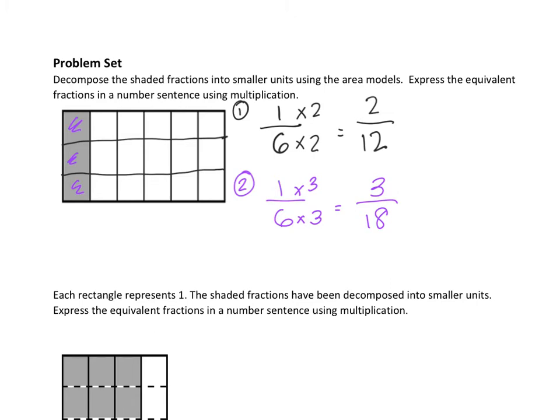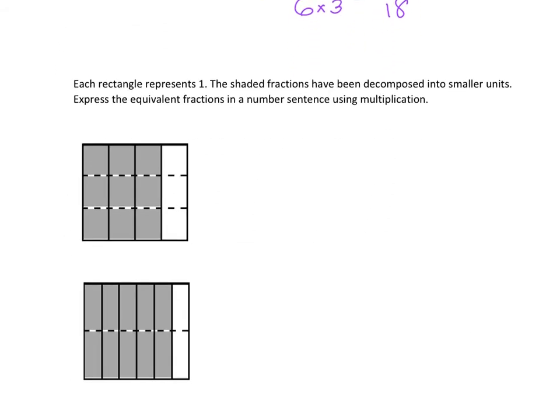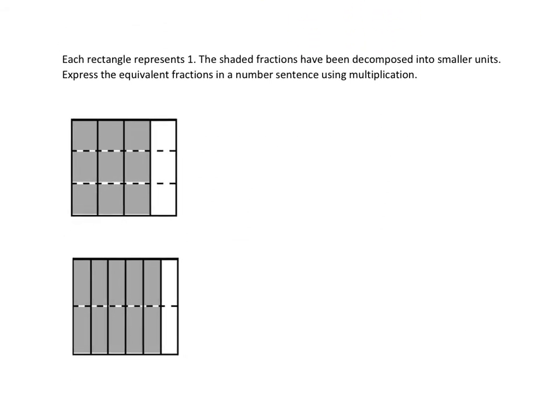Okay, now moving on down. Each rectangle represents 1. The shaded fractions have already been decomposed for us this time. Now we have to express the equivalent fractions in a number sentence using multiplication. So this time they already divided the rows. We just have to write the multiplication sentence, right?